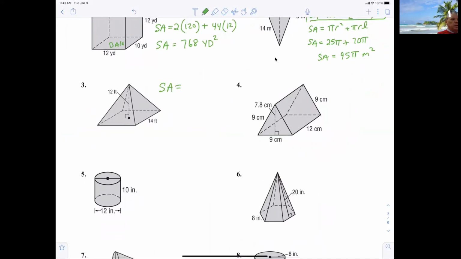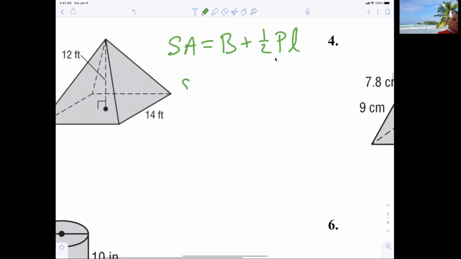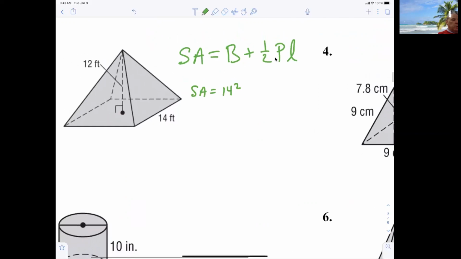Surface area, this is a what? So it's going to be surface area equals B plus 1/2 PL. That's another reason why I make you write it down. Now, this is regular. Everything's always regular. So the area of the base, let's just go ahead and write that down. Even though we know 14 squared is 196, let's just write it down. Plus 1/2, what's the perimeter? Yep, 14 times 4, that's not a bad thing.